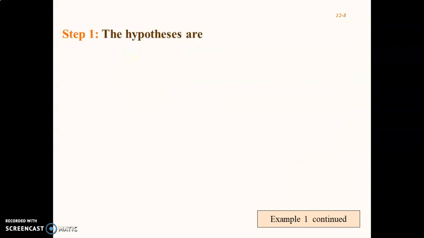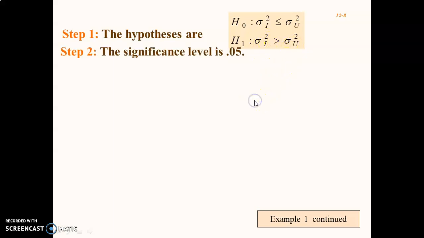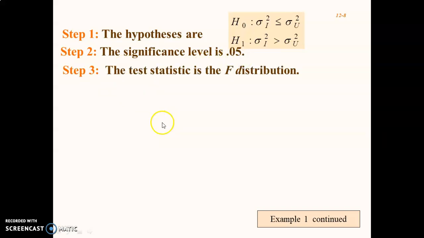So to solve, first, let us state the null. Step 1, state the null and alternative hypothesis. Our null hypothesis is variance 1 is less than or equal to variance 2, with our alternative hypothesis, variance 1 is greater than variance 2. Step 2, the significance level is 0.05. It is given in the problem. Step 3, the test statistic is the F distribution, since we are trying to compare the variance.